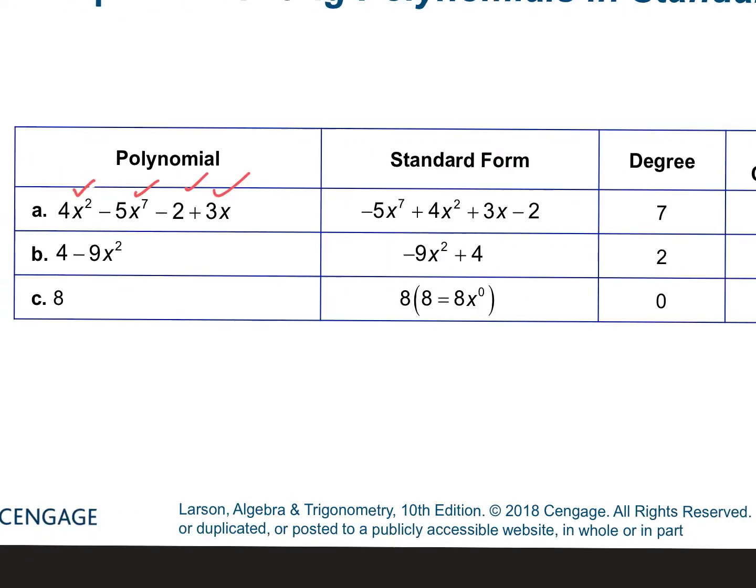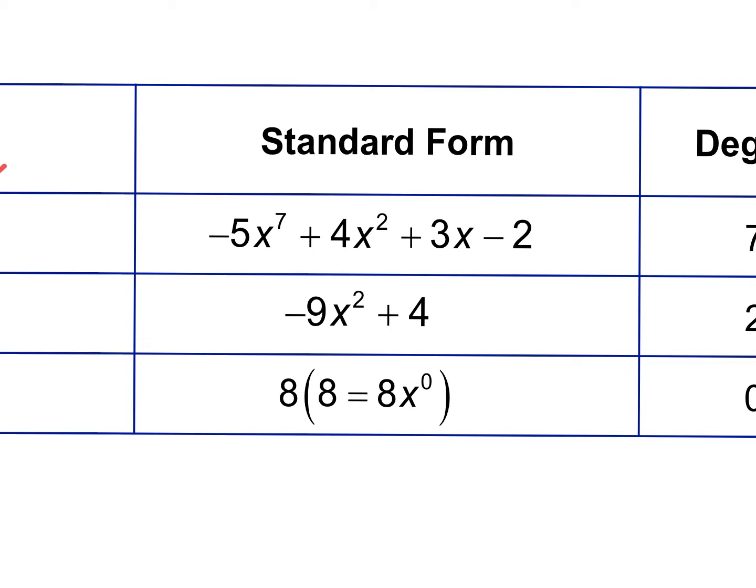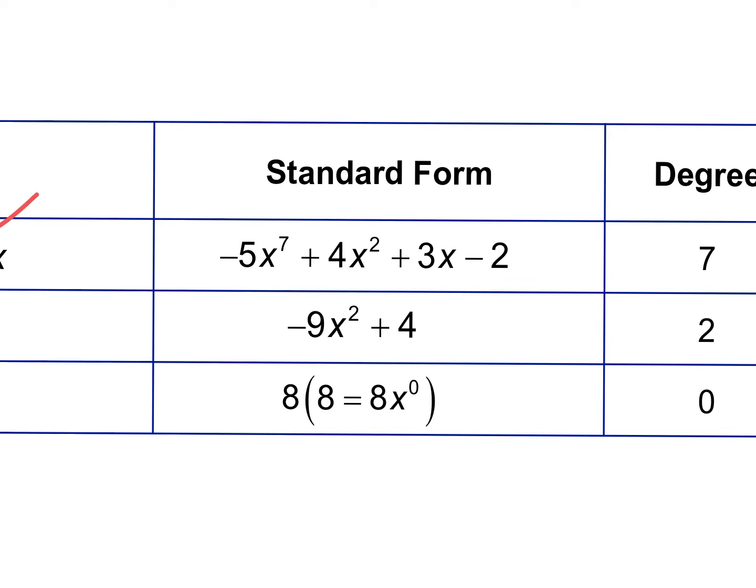When you write an expression in standard form, what do the exponents have to be in? They have to be in greatest to least. They have to be in descending order. So if you notice here, x to the 7th, x to the 2nd, x, and then your minus 2, which is your constant. All right, your constant is this number at the end that does not have a variable.